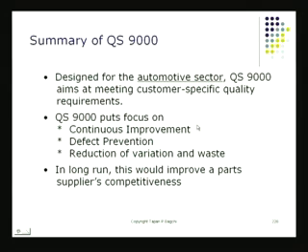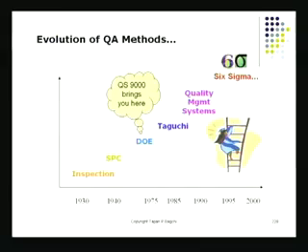Now, you might say, what are the Japanese doing? In many cases, their quality standards exceed or excel in many of these things. So therefore, if they wanted to, just tomorrow, many of their part suppliers could really get QS 9000.